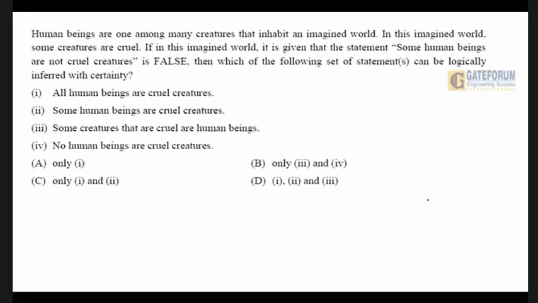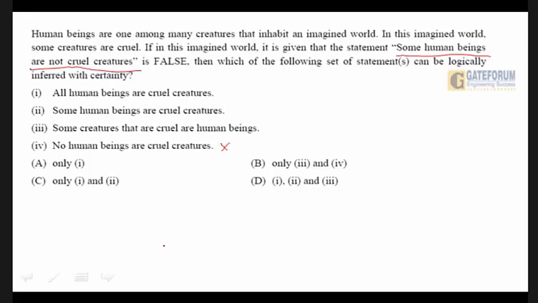Okay, so let us go one after the other, the options. Let us start from the end. No human beings are cruel creatures. Now the statement given is, see here, some human beings are not cruel creatures, which means the other part of the some must be cruel. So this statement is not rendered logically correct. It can't be logically concluded from the fact.